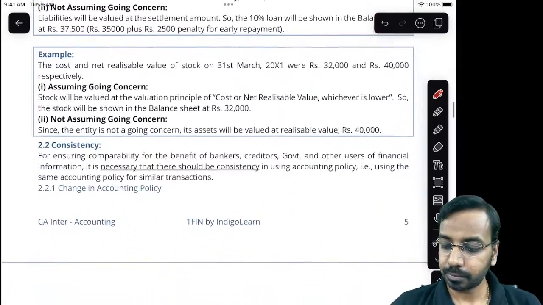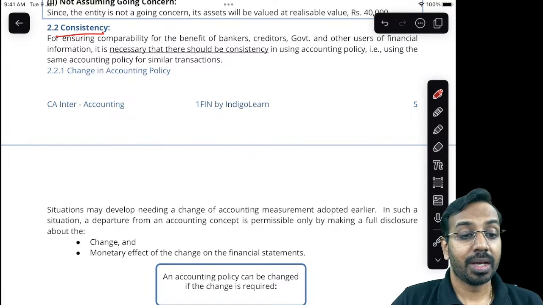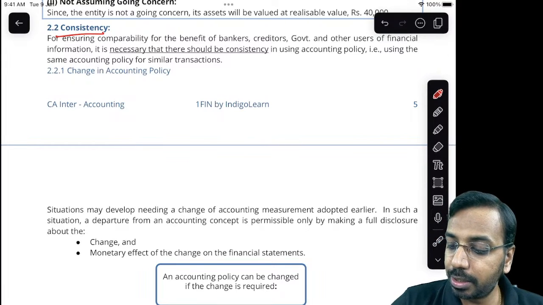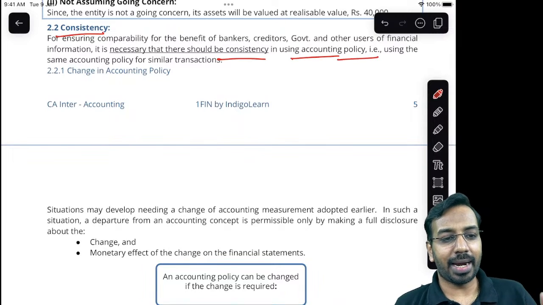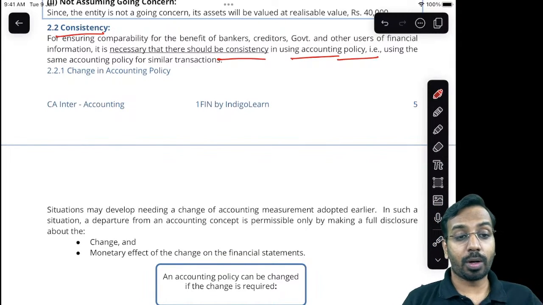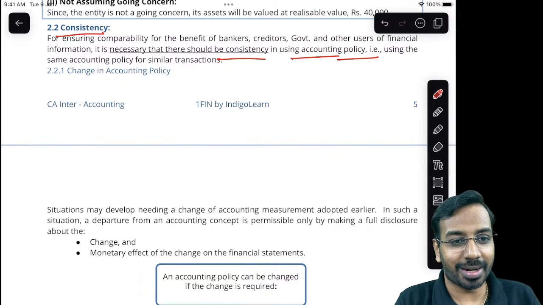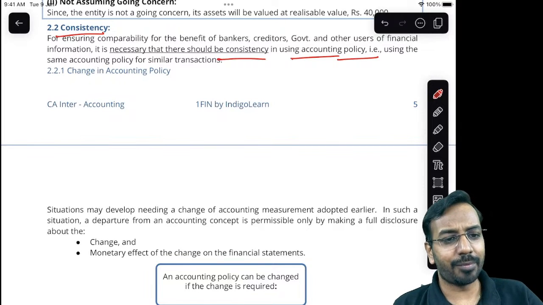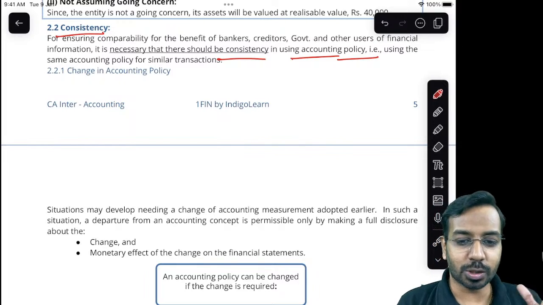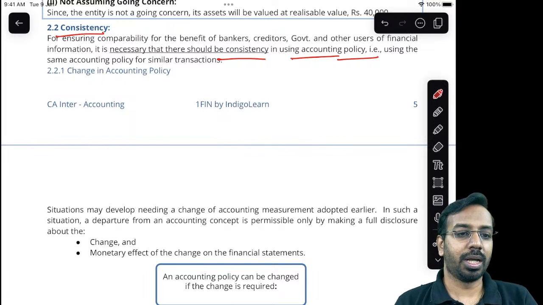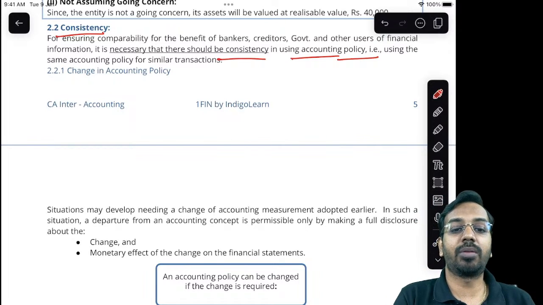Then the second aspect is consistency. Now what is consistency? Consistency means you will ensure that there is consistency in using the accounting policy. It is not that one year I will follow one method or one policy, next year I will follow another method. That is not permitted. You must be consistent. For example, we have been valuing property, plant and equipment using the cost model. Consistently follow the cost model. It is not that one year I want the cost model, next year I want the revaluation model. That switching should not happen frequently.